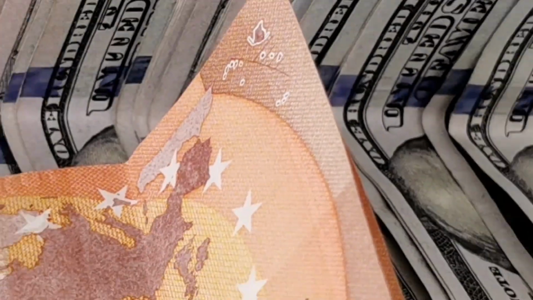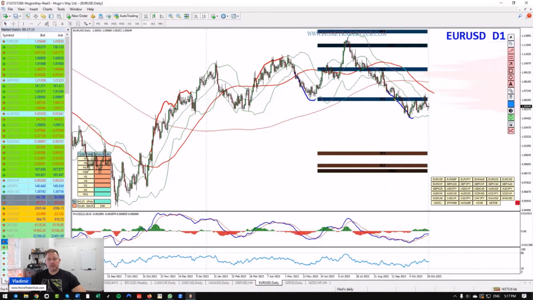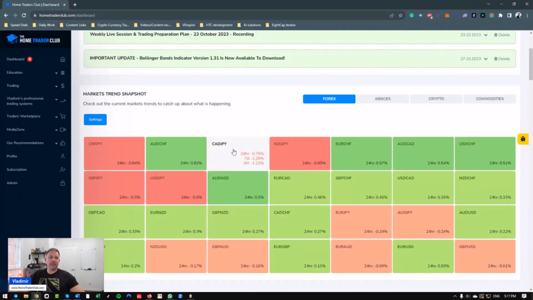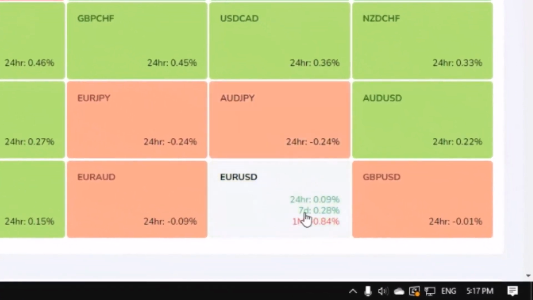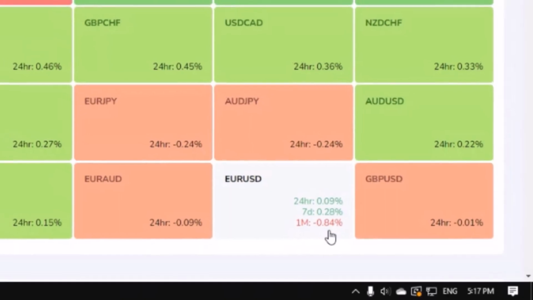Now let's talk about the first instrument, that would be the euro dollar. Before we go on technical analysis, let's take a look at the pure numbers. I will refer to the market trend snapshot. This is one of the amazing features we have in Home Trader Club. Take a look at the euro dollar. The 1 month is slightly below 1%.